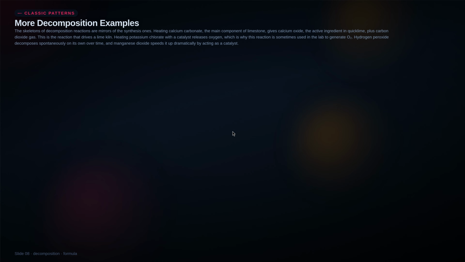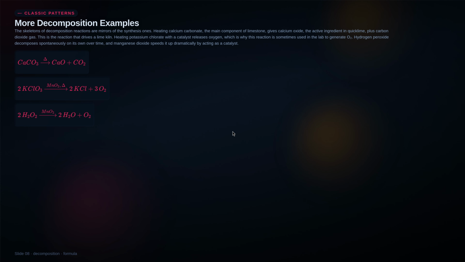The general formula for a decomposition reaction is AB yields A plus B, the exact reverse of synthesis. Energy in the form of heat, light, or electricity is usually written above the arrow to show that it must be supplied. Common examples include mercury(II) oxide, when heated, yielding mercury plus oxygen gas, and calcium carbonate, when heated, yielding calcium oxide plus carbon dioxide.